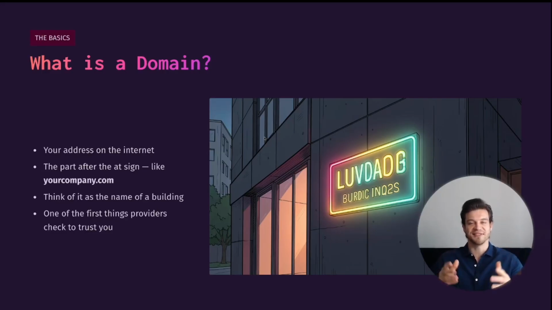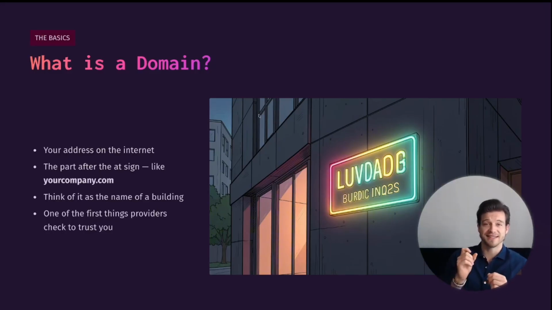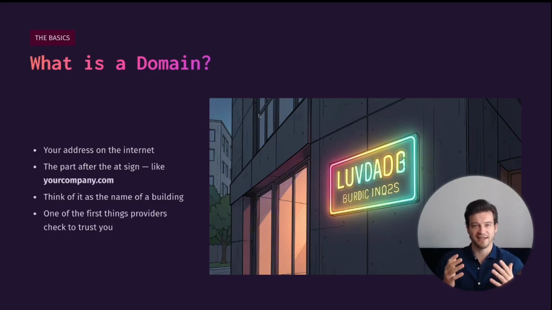Let us start with the domain. A domain is basically your address on the internet. It is the part that comes after the @ sign in your email, so the yourcompany.com part. Think of it like the name of a building. It tells everyone where an email is coming from and who is behind it. So basically, when providers like Google or Outlook decide whether to trust your emails, the domain is one of the first things they look at.